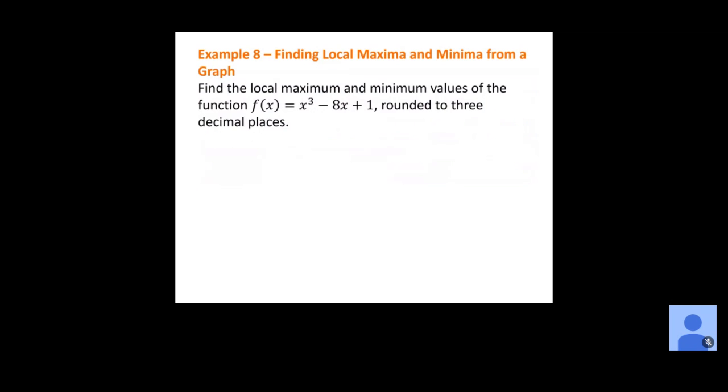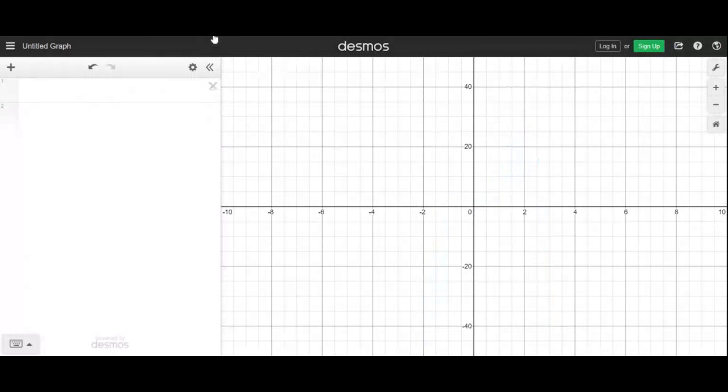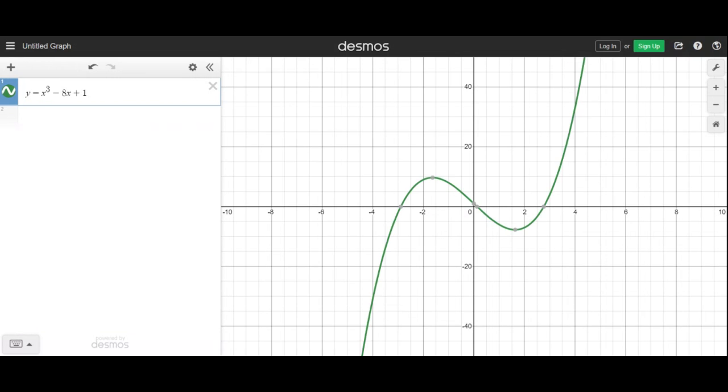Okay. All right, so we want to find the local max and min values of the function x cubed minus 8x plus 1, and round to 3 decimal places. As soon as you see rounded to 3 decimal places, that tells you automatically we're going to use Desmos or a graphing calculator, because we're not going to be able to do this by hand. First thing I'm going to do, I'm going to go over to Desmos, put this function in there, and look for those local min and max values. All right, so our function this time is y equals x cubed minus 8x plus 1.